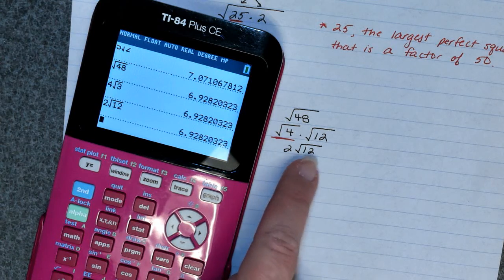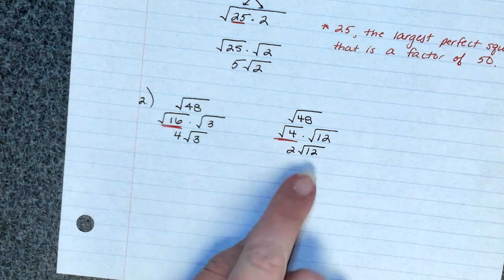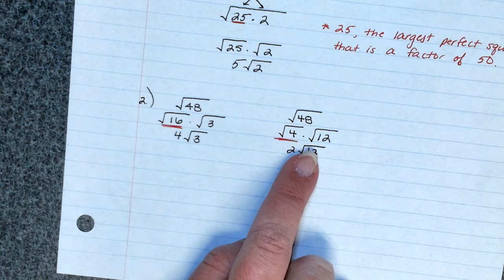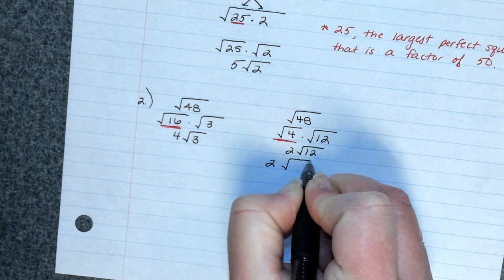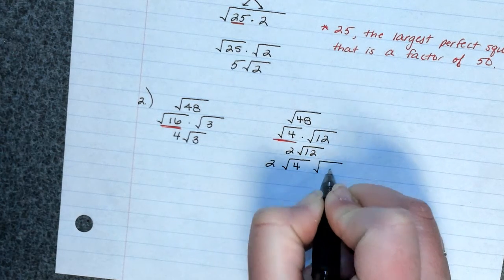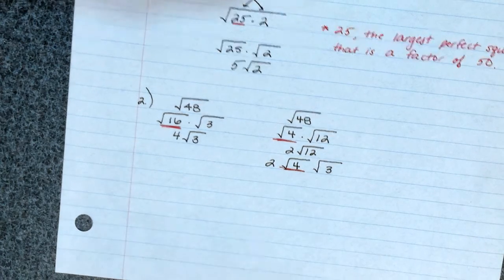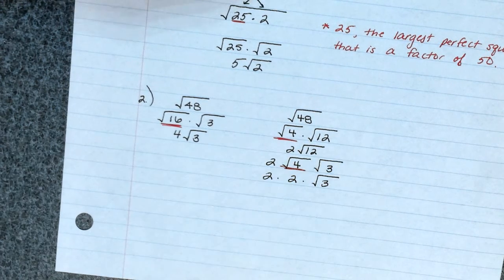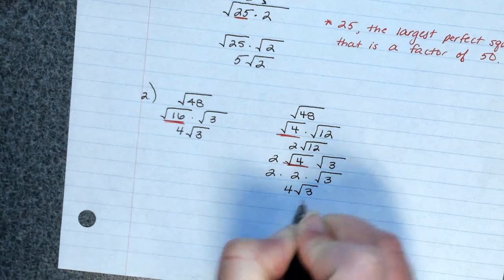Does anyone see why the square root of 12 is not simplified? Lucas? There is another perfect square that goes into 12. What's a perfect square that goes into 12? 4. So we have to break this down again. So we're going to leave the 2 out front. The square root of 12 is going to become the square root of 4 times 3, because 4 is that perfect square. Okay, I can take the square root of 4, so I have 2 times the square root of 3. And now I have to multiply the 2 and the 2 that are on the outside, and 2 times 2 is 4 square roots of 3.